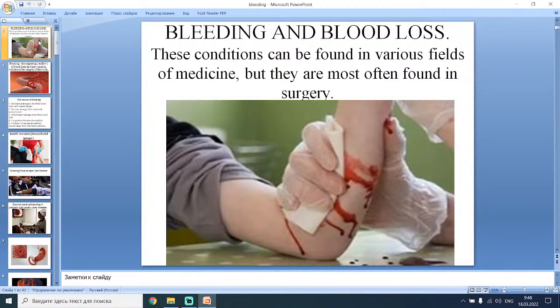Bleeding. What is it? Bleeding and blood loss is the topic of our lectures.